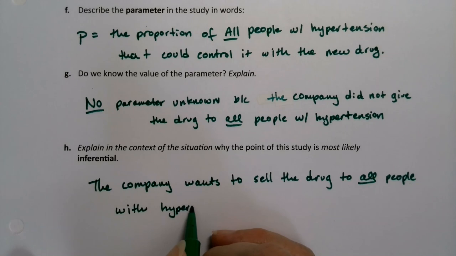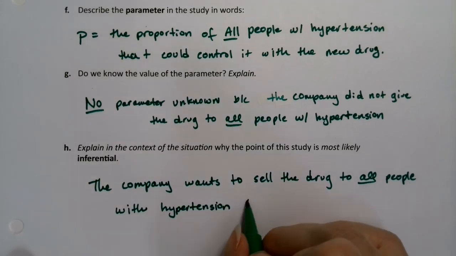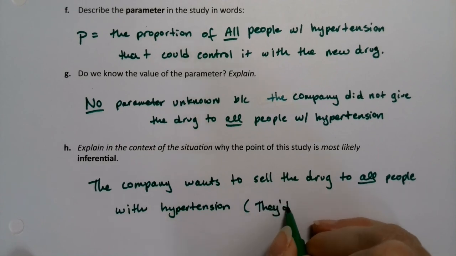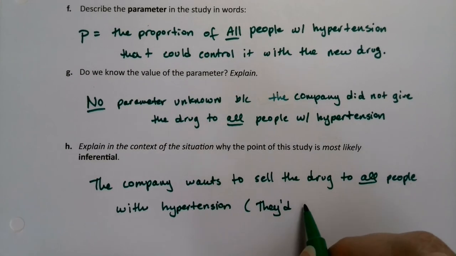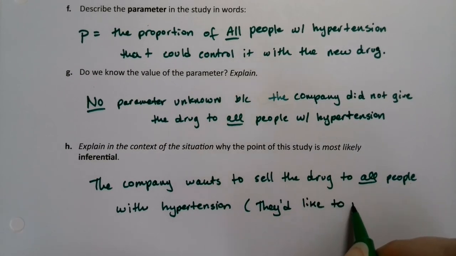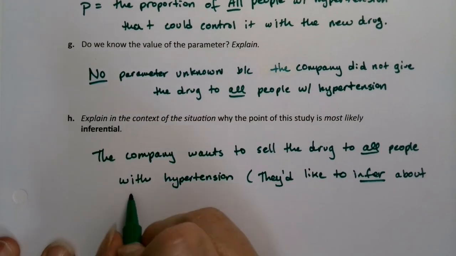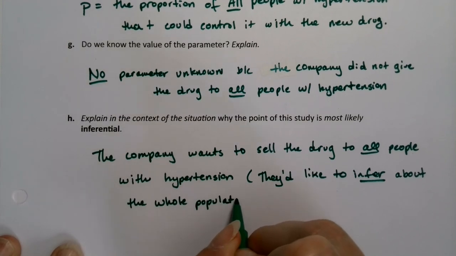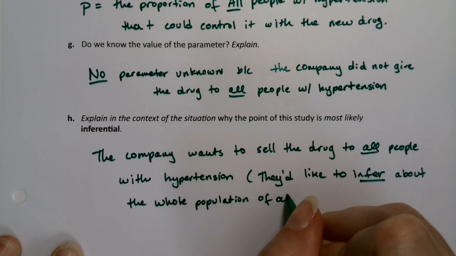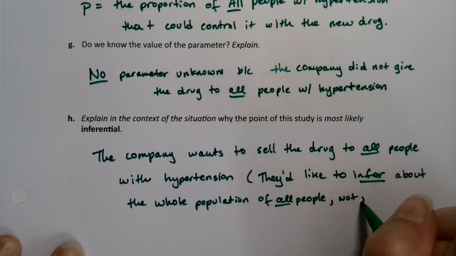So they'd like to take their sample statistic of 80% and infer that it's like that for the whole population. Of course, I think they'd like it to be higher than 80%, but that's a whole other discussion. They'd like to infer about the whole population of all people. Not just the 5,000 in their sample.